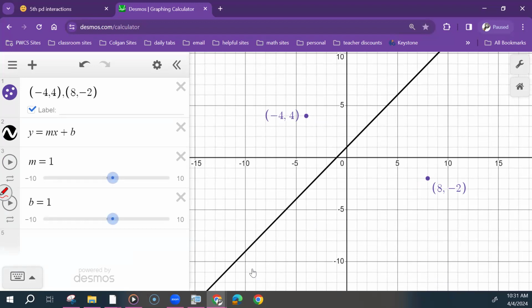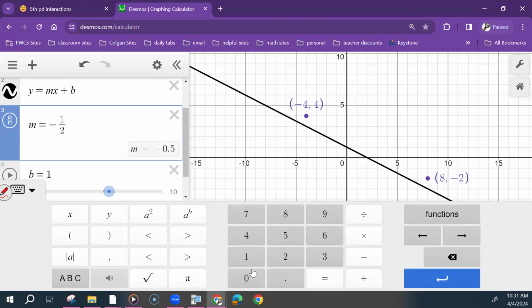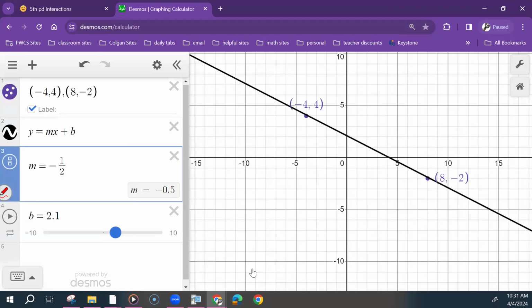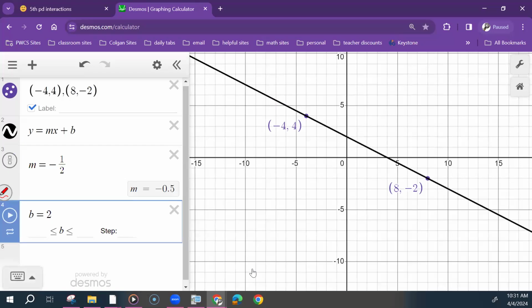So if I count it, I'm going down 1, 2, 3, 4, 5, 6. To the right, 1, 2, 3, 4, 5, 6, 7, 8, 9, 10, 11, 12. So down 6 to the right 12 would be a negative 1/2. And then I could move my b until it goes through both points. So then my equation would be y equals negative 1/2 x plus 2.